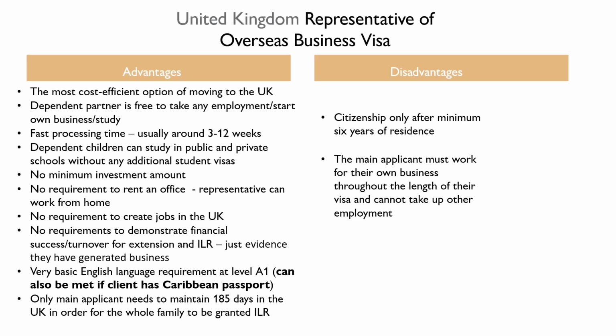Almost everyone. Dependent partner and children, they are free to take all sorts of employment. They can start their own business. They can study. They can do anything, do nothing in the UK. Dependent children can study in both public and private schools, so without any additional student visas.